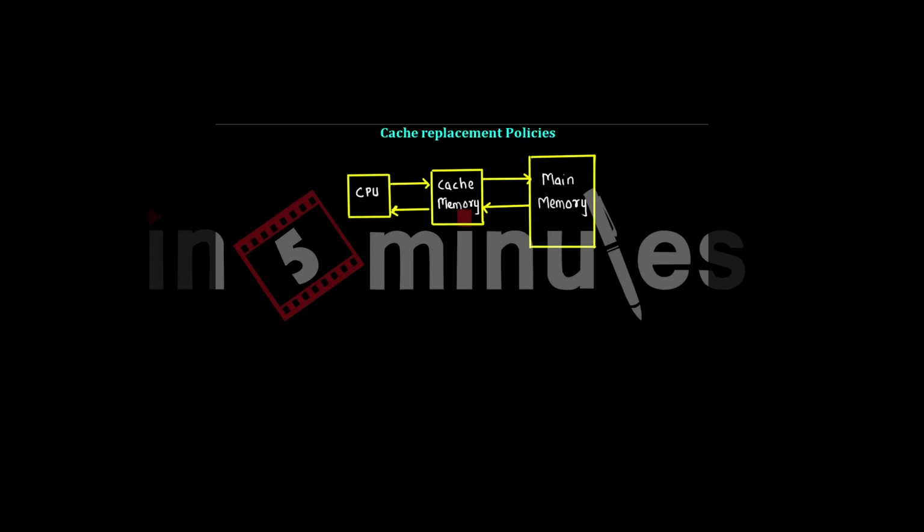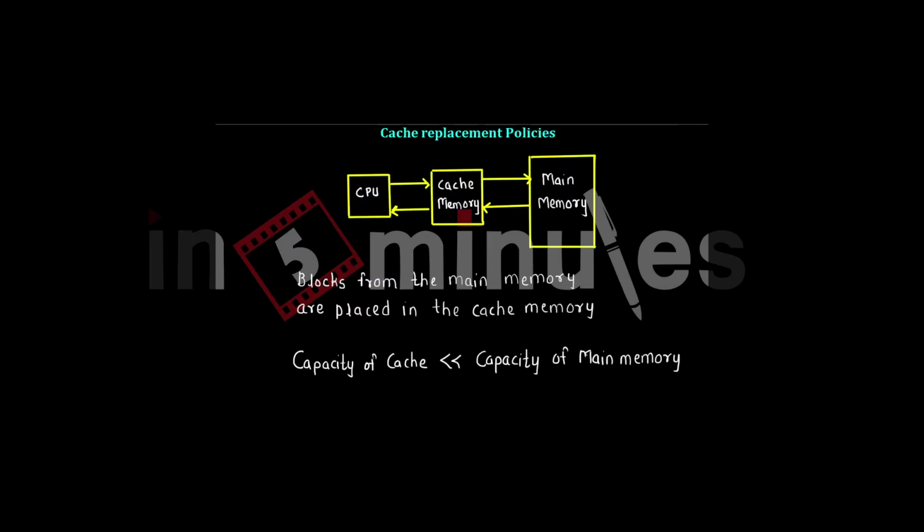We know that this is the basic schematic of cache memory. The basic principle is that the blocks from the main memory are placed in the cache memory according to the locality of reference that we saw. And the capacity of cache memory is much less than the capacity of main memory. This is obvious because we want improved speed performance, so the capacity of cache is going to be much less than that of main memory.